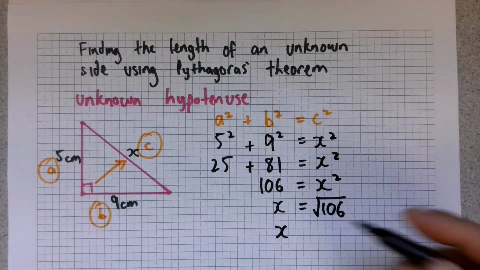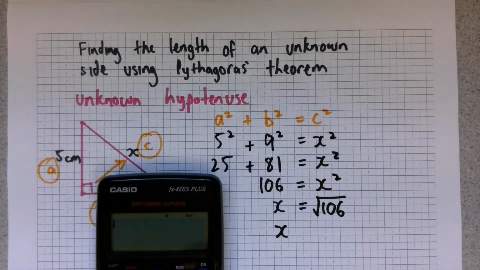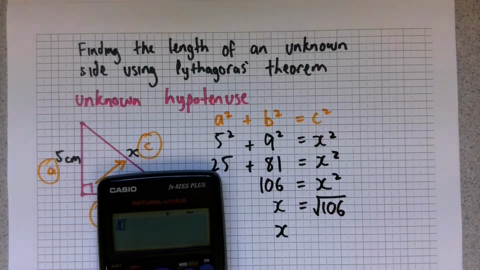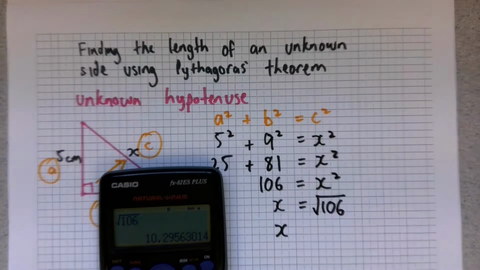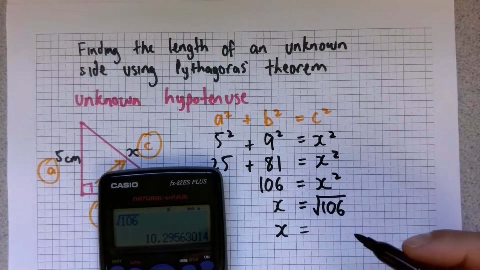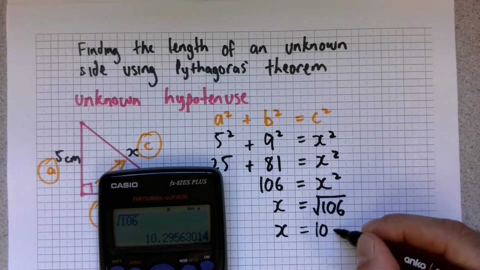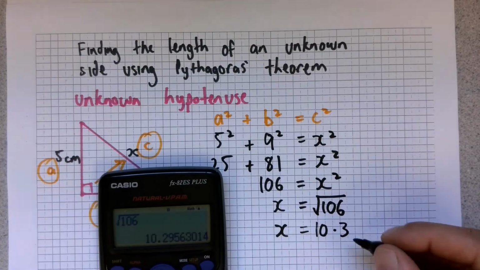Okay, and you can go ahead and put that on your calculator. I'll show you how to do that if you don't know how. You can find your square root button just here. The second row is 106. And that gives you, let's go to 2 decimal places. In fact, let's just go to 1 decimal place. 10.3. In this case, centimeters.